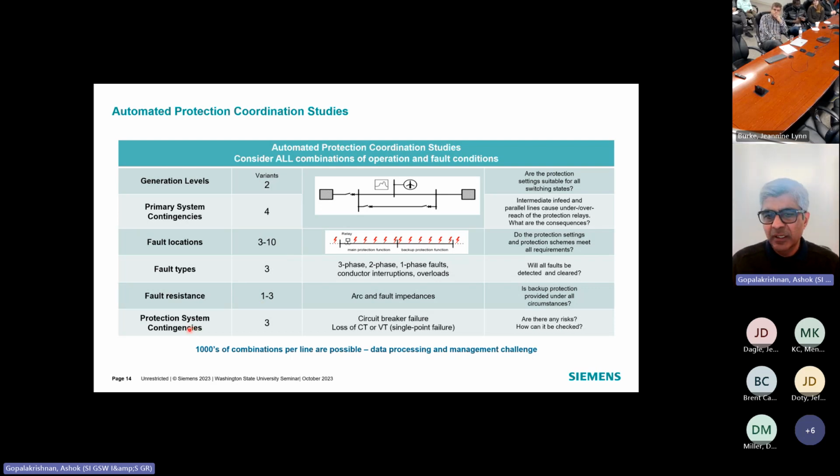What if a CT or a current transformer or a voltage transformer fails? How does that impact protection behavior? So even for one single transmission line, you end up with thousands of combinations of studies that you need to perform to make sure that your protection system behaves properly. And that's where automation comes into play.